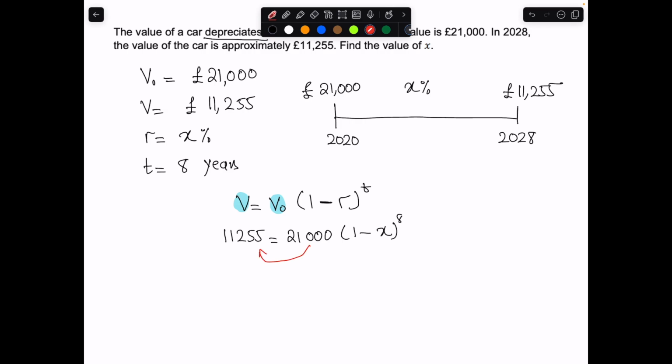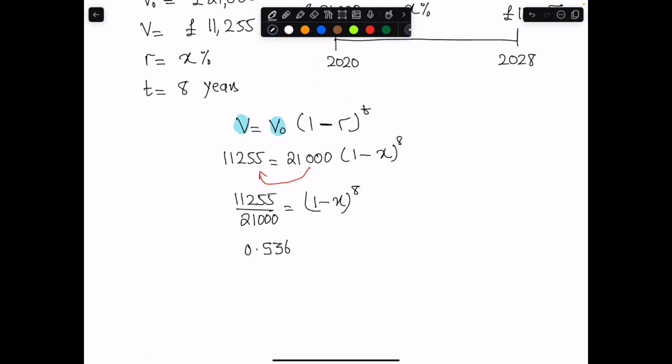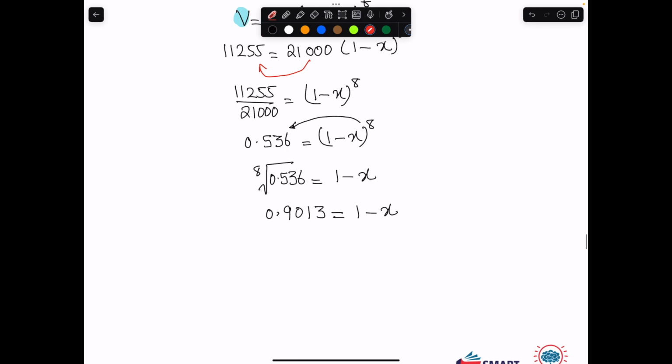So I will bring this thing down. It will become 11255 over 21,000 equals (1 minus X) to the power 8. This gives me 0.536, rounded to 3 significant figures, equals (1 minus X) to the power 8. Bringing this 8 to the side, the power 8 will become the 8th root of 0.536, which gives me 0.9013 equals 1 minus X. Now to solve for X, I can bring X to this side and bring this to the other side. X becomes 1 minus 0.9013, and my X turns out to be 0.09873.